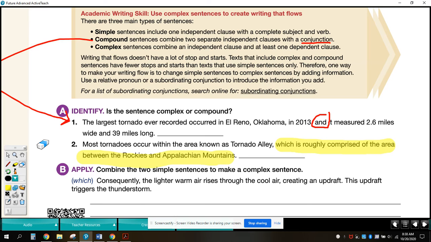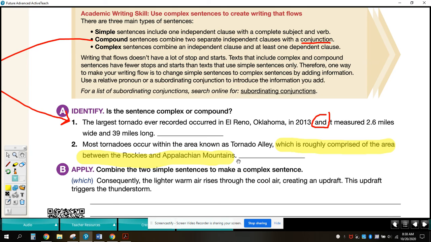In other words, if I come up to you in the hallway and I say, "Hi, which is roughly comprised of the area between the Rockies and the Appalachian Mountains," you won't know what I'm talking about. And that's an example of a dependent clause. It has to go with something else.